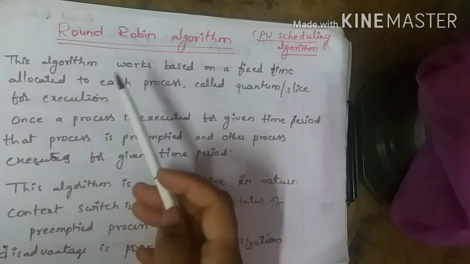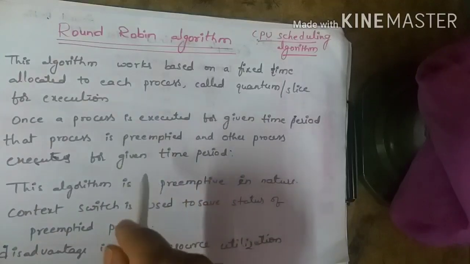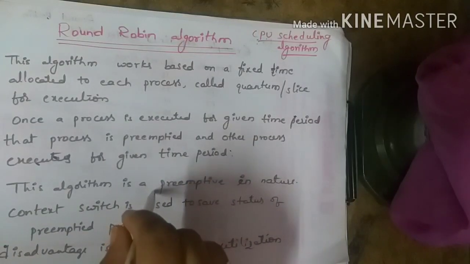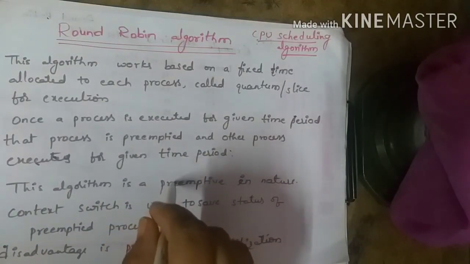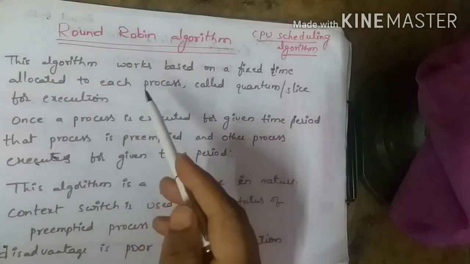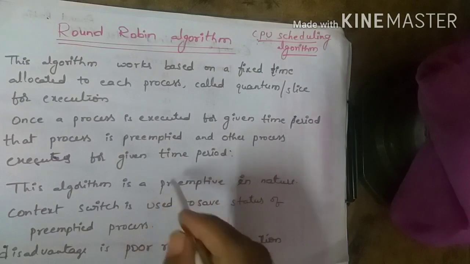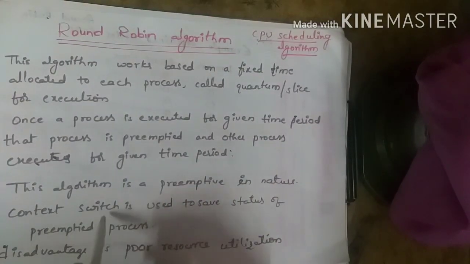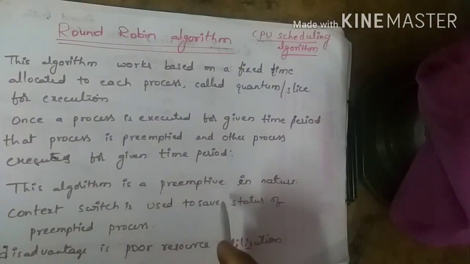But in a non-preemptive algorithm, only after completion of its total process is it going to release its resources. The round robin algorithm is one of the preemptive algorithms. And next, a context switch is used to save the status of the preempted process.